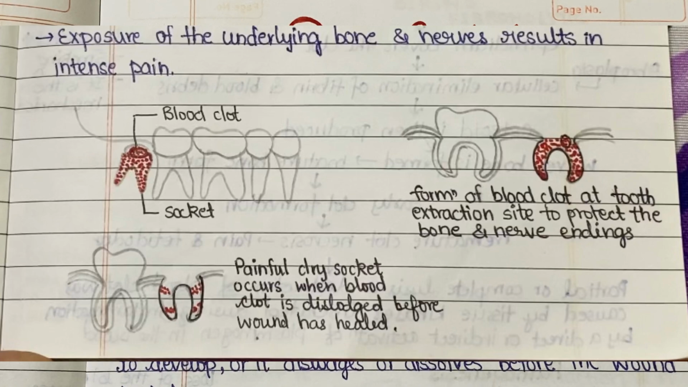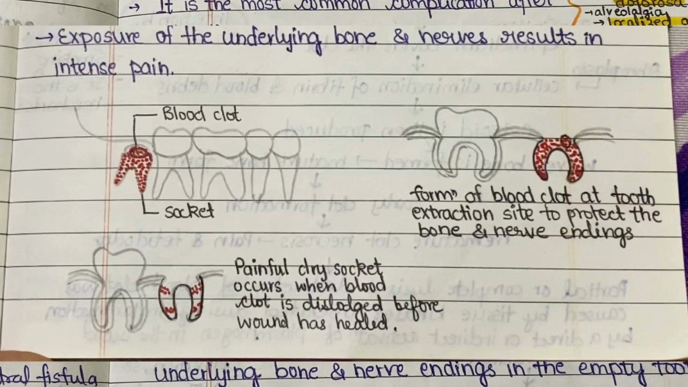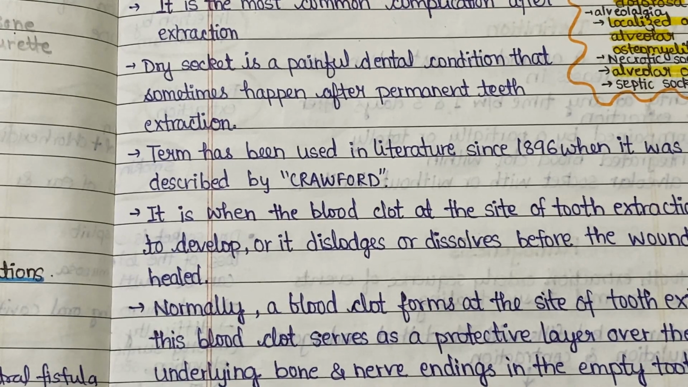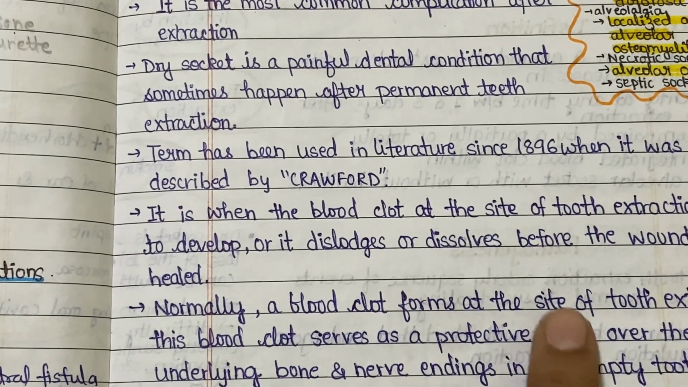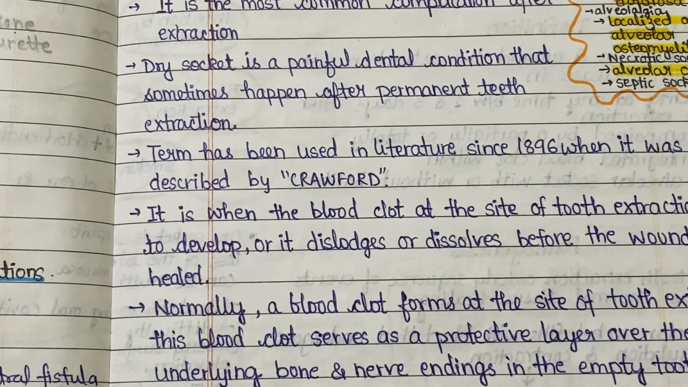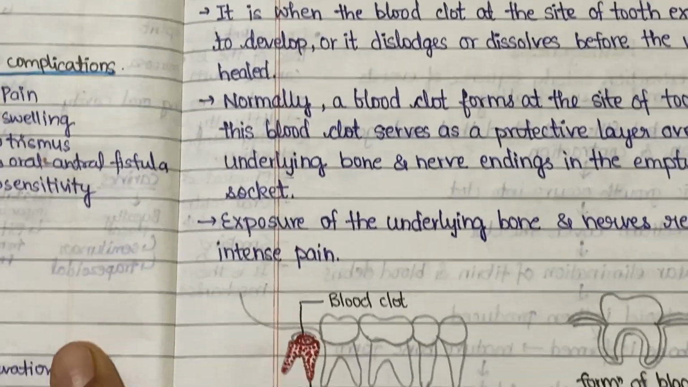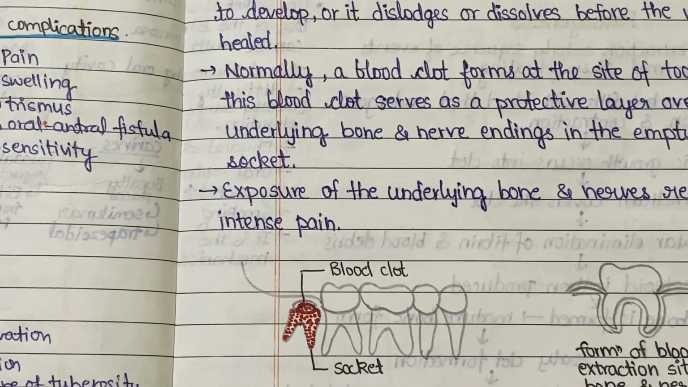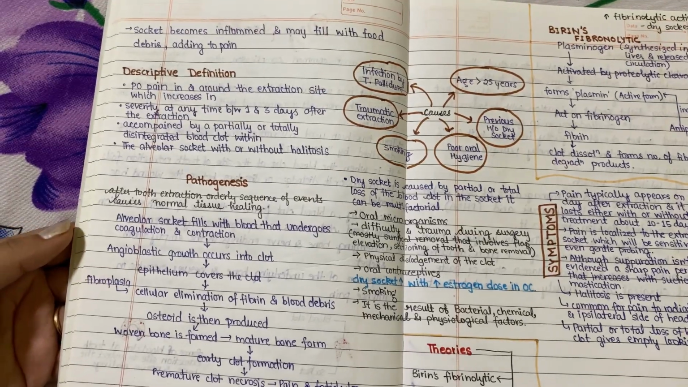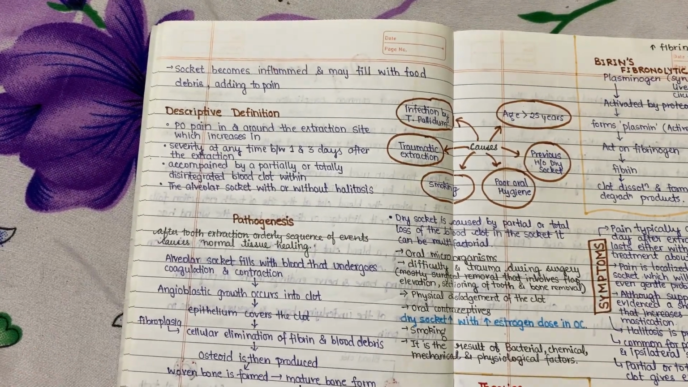Normally a blood clot forms at the site of tooth extraction. This blood clot serves as a protective layer over the underlying bone and the nerve endings in the empty tooth socket. The exposure of the underlying bone and the nerves results in intense pain. Now this blood clot has dislodged, so there is no protective layer on the bone and the nerve endings. The underlying bone and the nerves are exposed, which leads to intense pain. In dry socket, the most common symptom is intense pain.